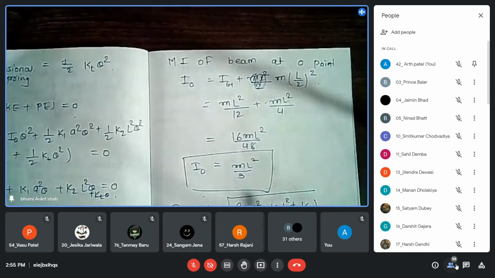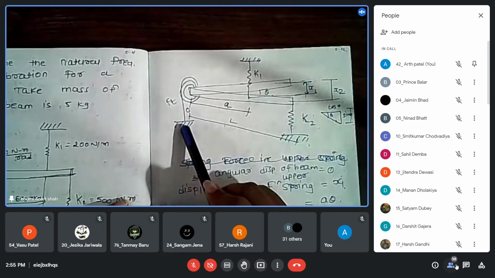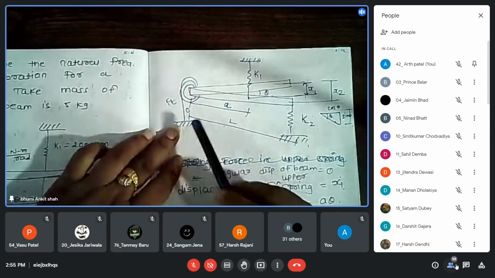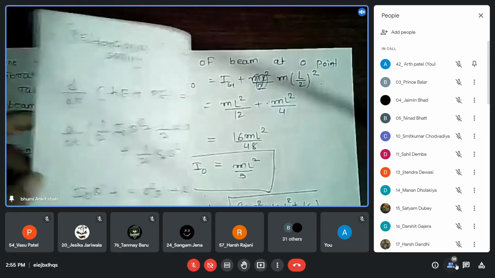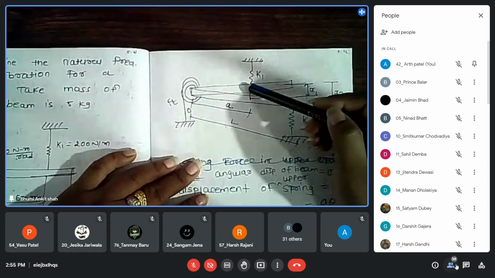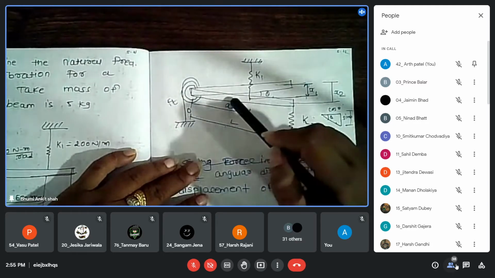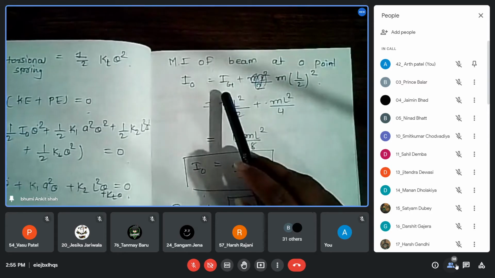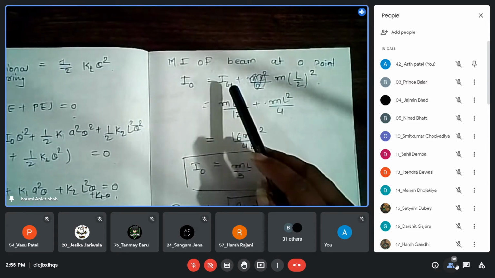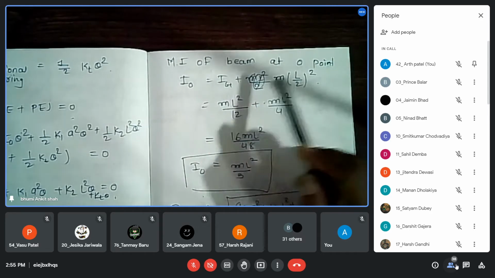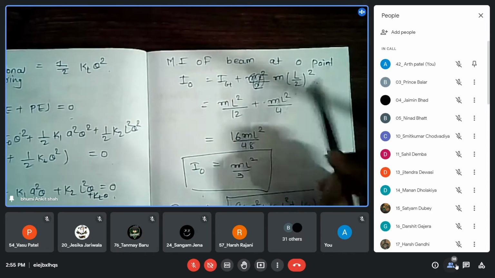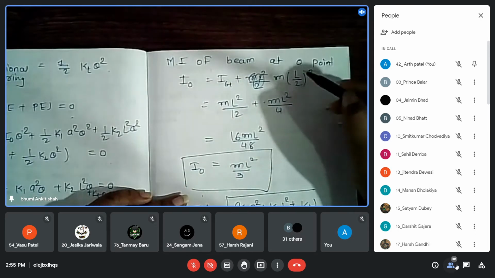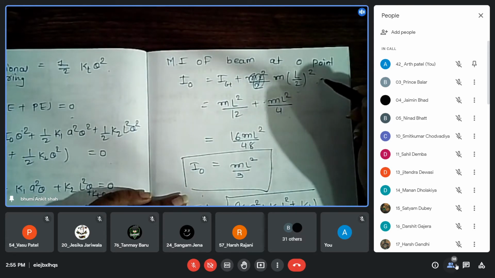Let's first see where point O is. This is the point O, right? So what is the total moment of inertia? It is the moment of inertia at the center of gravity, right? Where the gravity is. So it is equal to I at CG plus M into OG. OG means, if we take it from the center, it is L/2 whole squared, right?